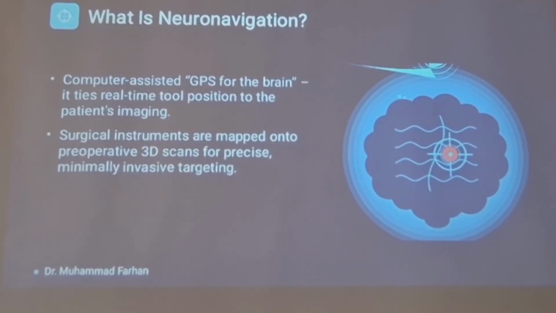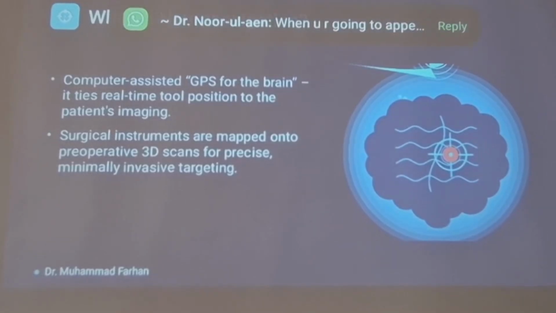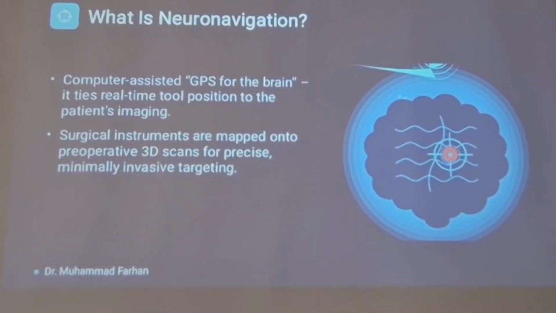So neuronavigation acts like a GPS for the brain. As we know, different satellite based GPS are available for our navigation when we travel somewhere in our car. Then maps are available, such as Google Maps, which guide us through the different routes and the shortest routes available. So neuronavigation is just like the GPS system of the brain.